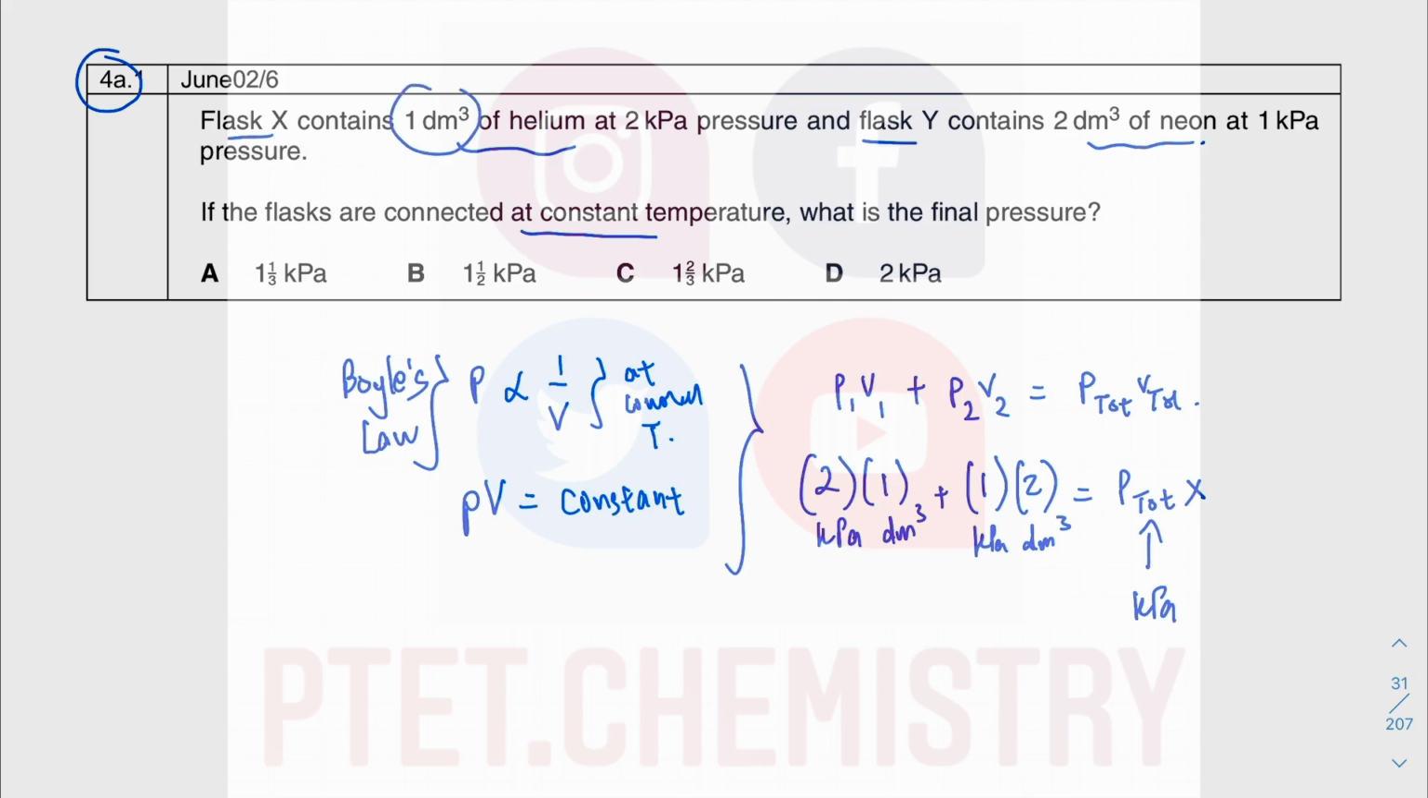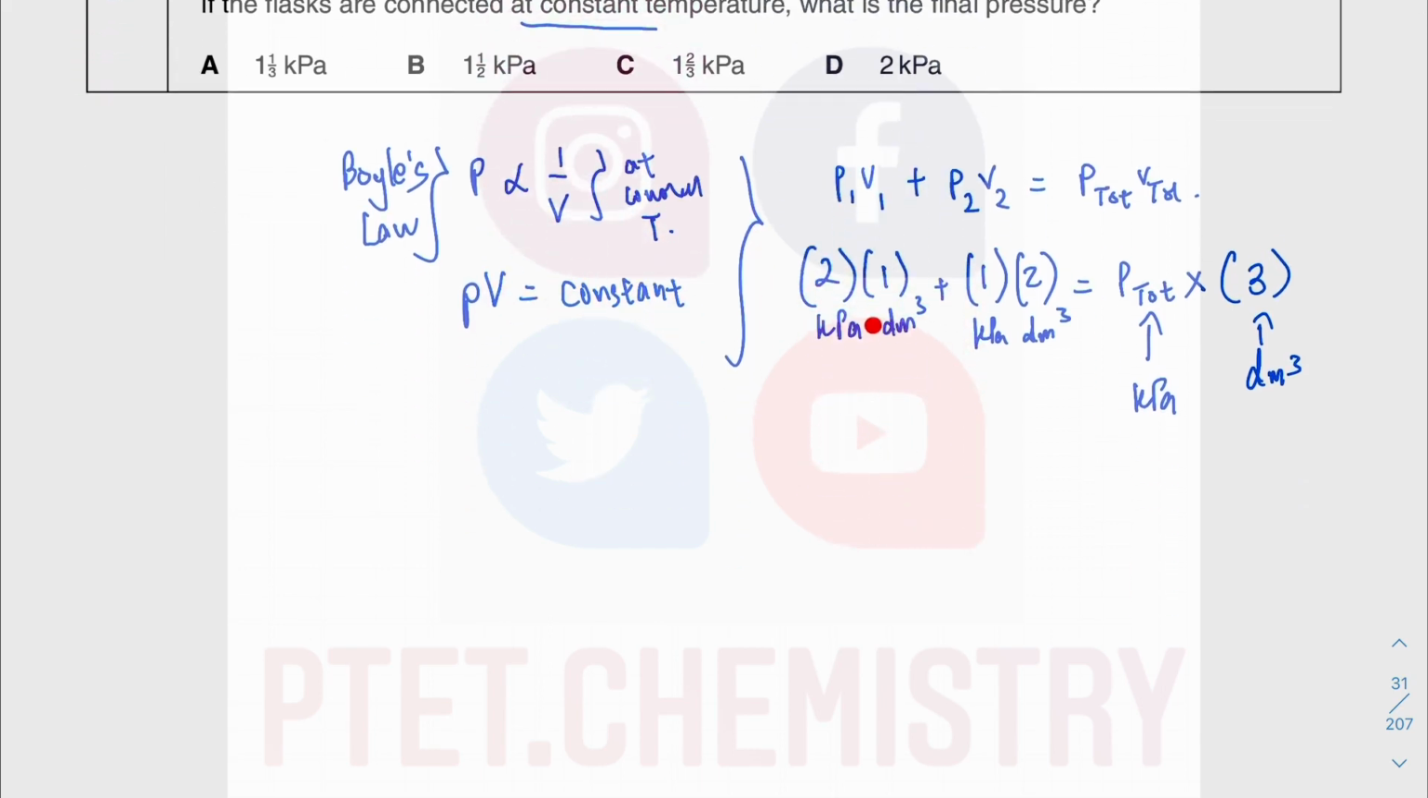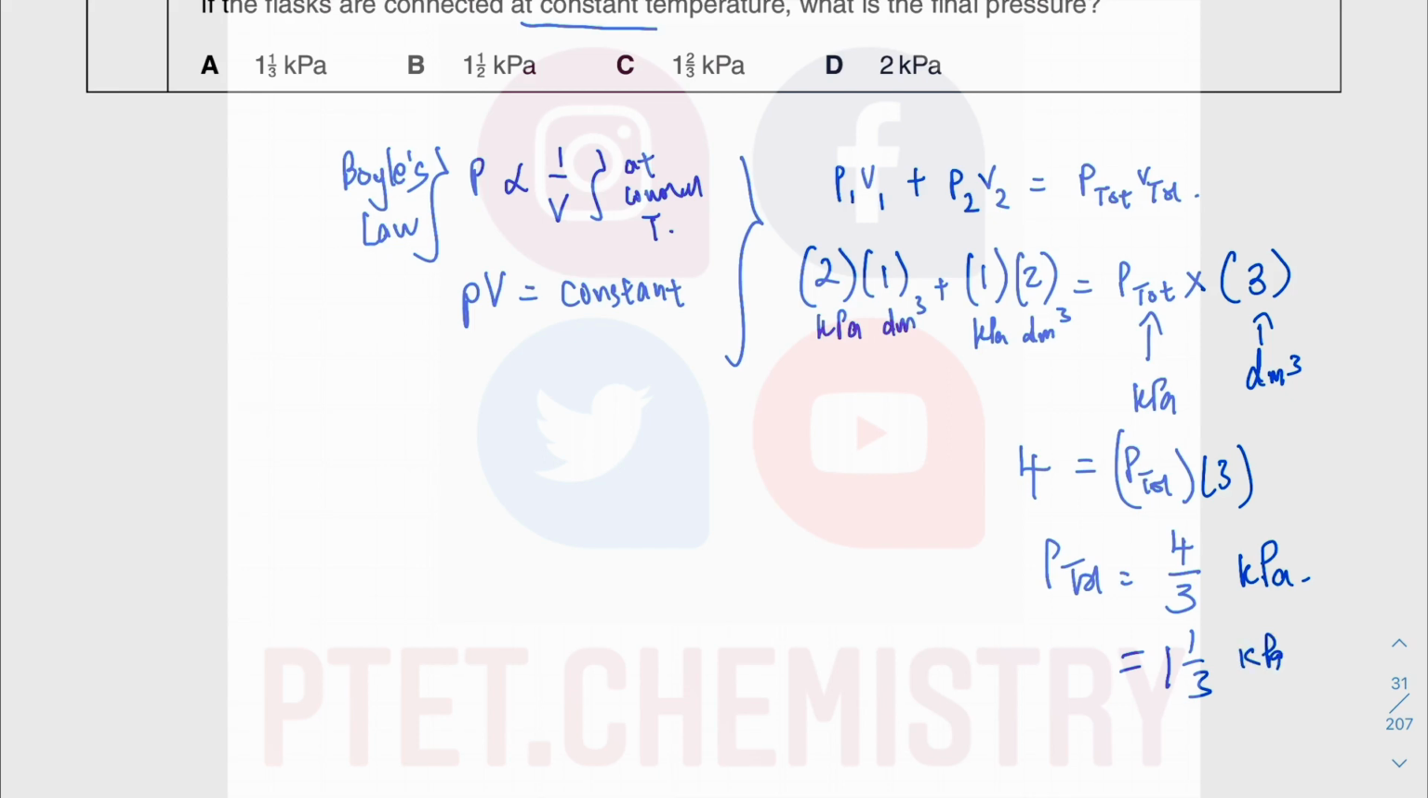What is your new volume? You sum up a 1 dm cube gas and a 2 dm cube gas, you are going to get 3 dm cube gas because you sum up their volume. That's very important there. So 2 times 1 is 2, plus 1 times 2 is 2, so that is 4, equal to P total times 3. So P total is 4 over 3, the unit will be in kilopascal. 4 over 3, if you convert it into a mixed fraction, is 1 and 1 over 3, instead of leaving it as an improper fraction, which you would have done in primary school.